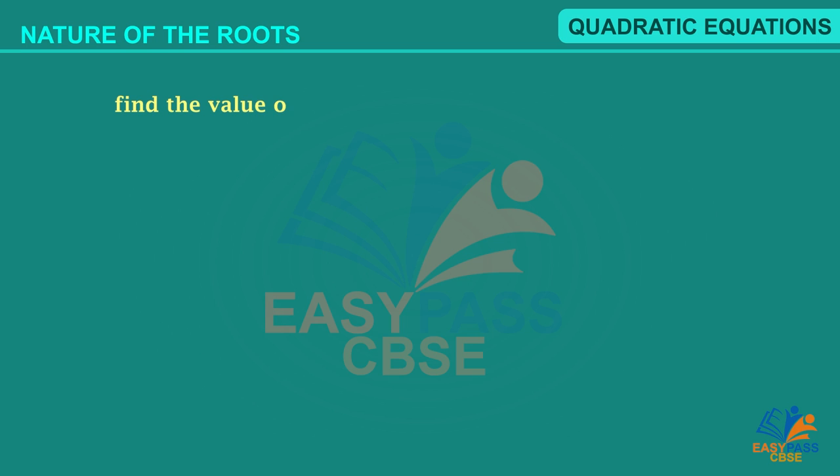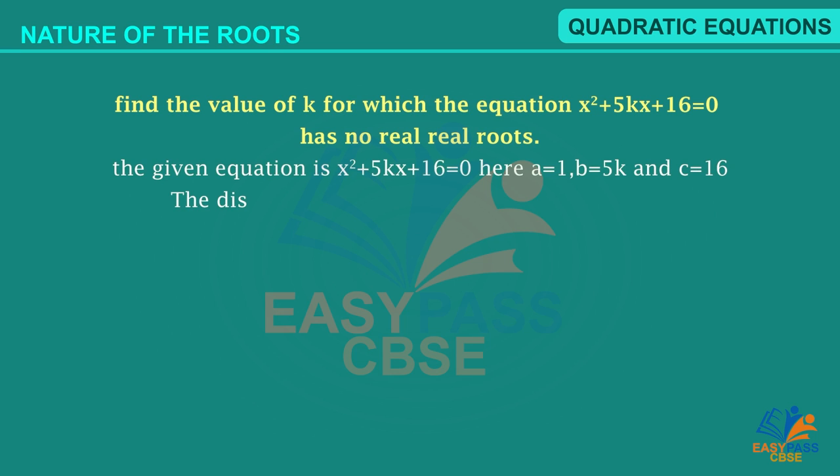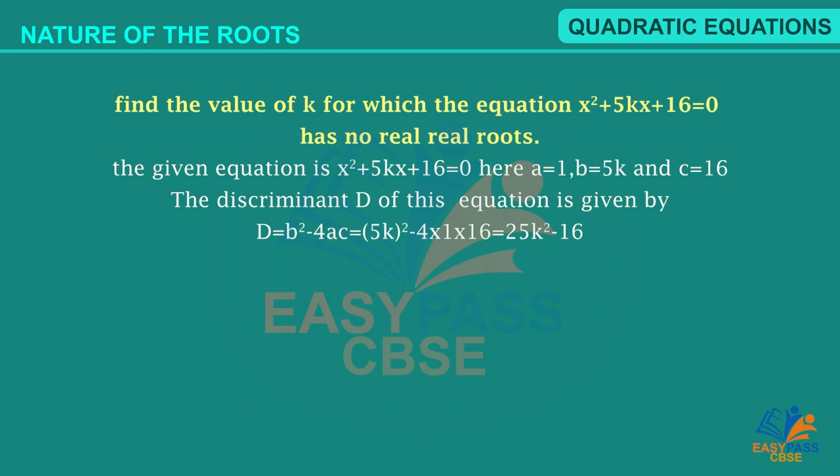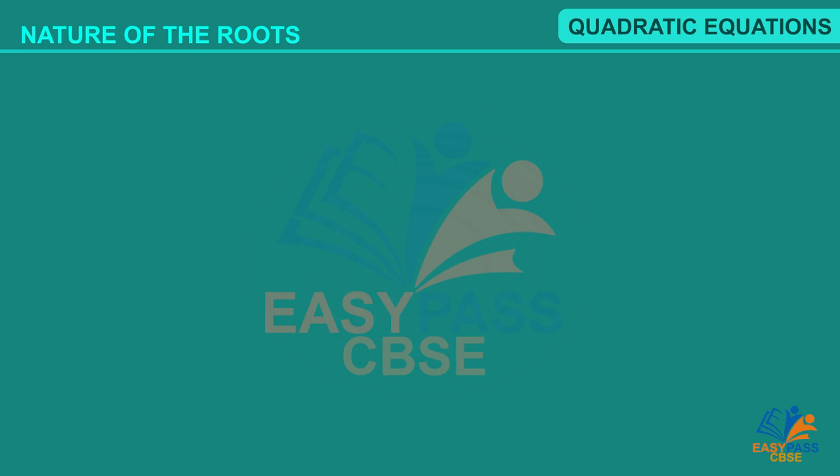Find the values of k for which the equation x square plus 5kx plus 16 equals 0 has no real roots. No real roots means the information given about the nature of the roots is that they are not real. That means the discriminant is less than 0. So here the discriminant is b square minus 4ac, 25k square minus 64, and it is less than 0. That means k square minus 64 by 25 is less than 0, or k lies between minus 8 by 5 and plus 8 by 5. Now, some more questions involving the nature of the roots.